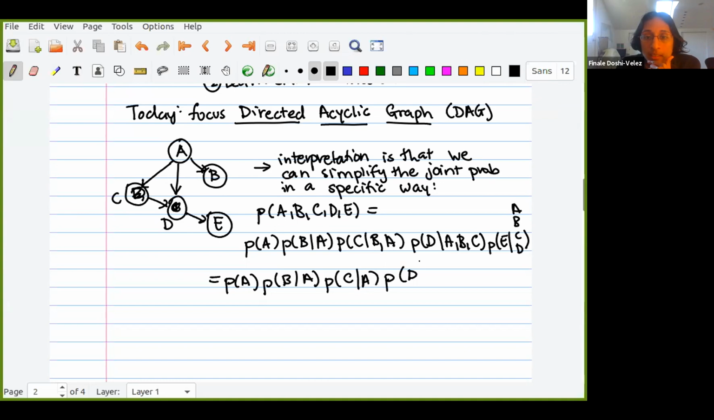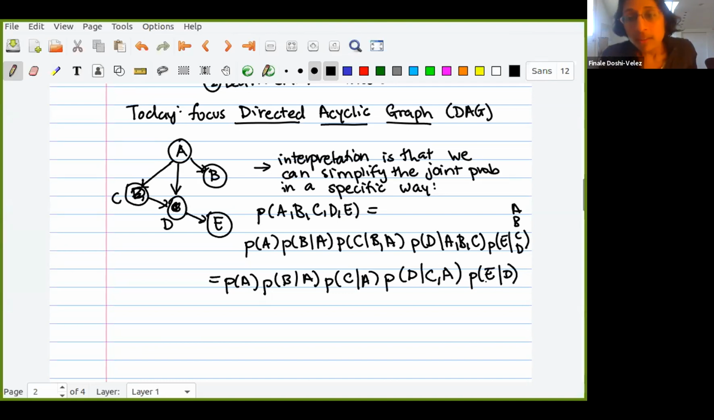And then I get to D. And well, D depends on C and A. It doesn't depend on B. And finally, when I get to E, I can write that as probability of E given D.